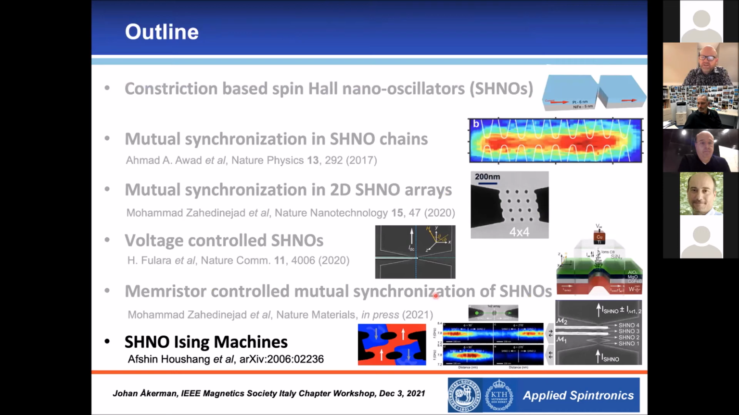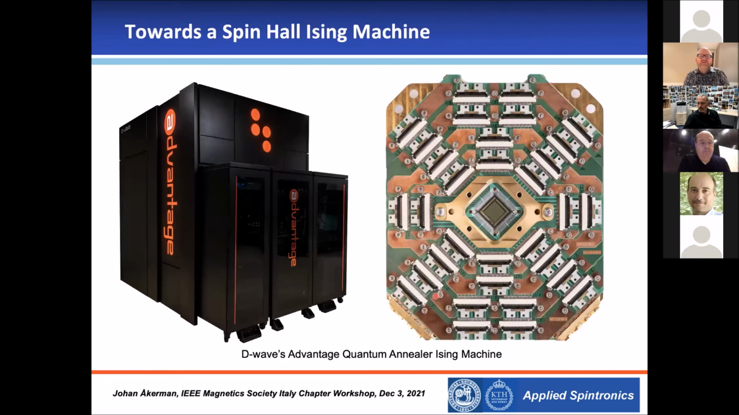And before I end, I want to jump a little bit to spin-hall nano-oscillator Ising machines and what we've done there recently. So Ising machines may or may not be well known. It's actually what D-Wave uses in their quantum annealer. It's the Josephson junctions being coupled together and interacting, and they can tune the coupling strength, and they can set up what is called an Ising machine to solve combinatorial optimization problems. One can show that this can be done with classical oscillators as well.